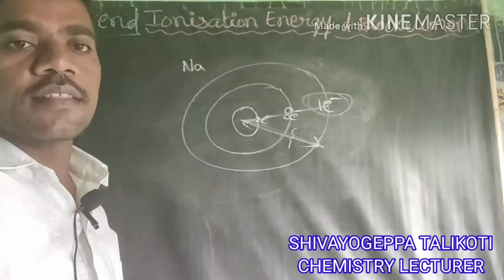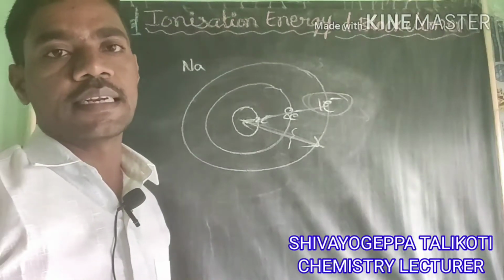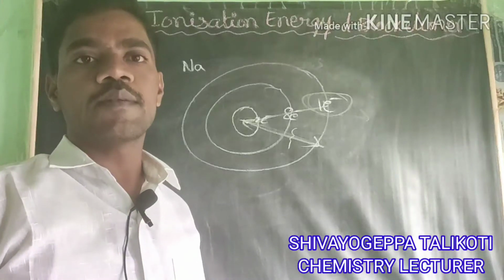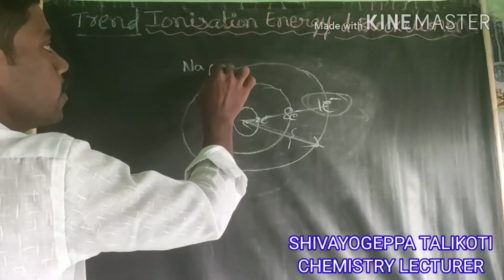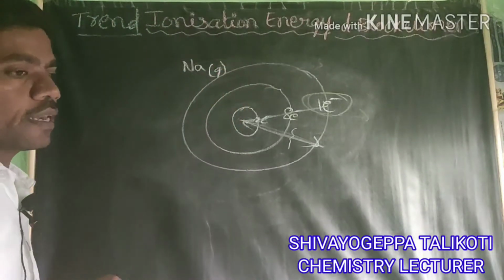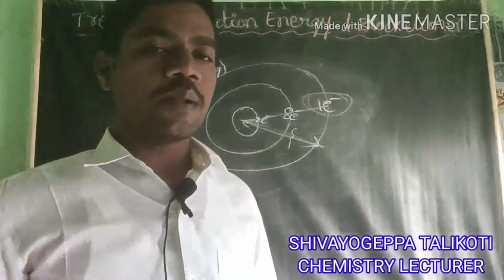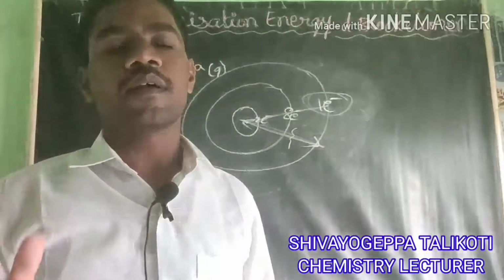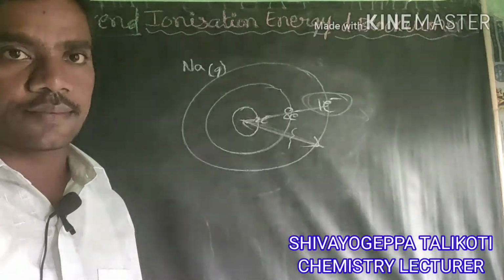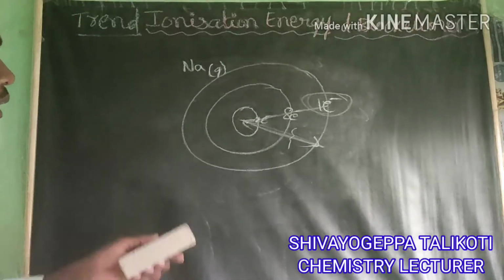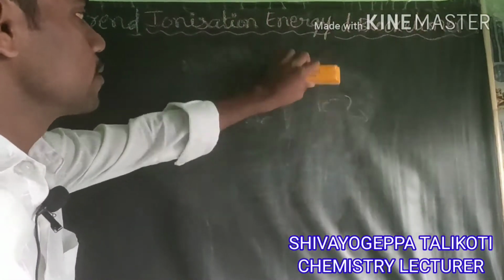Therefore, the amount of energy required to remove the valence electron of an isolated atom in gaseous state, it must be this sodium in gaseous state. Whenever we remove electrons or add electrons, the atoms or molecules must be in gaseous state. Okay, I hope everyone can understand this.